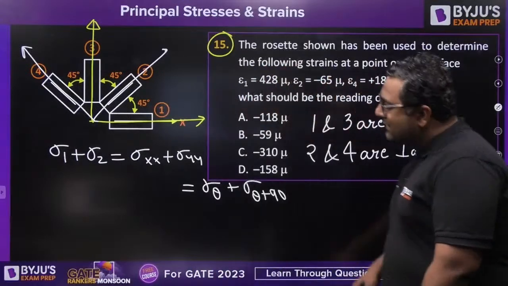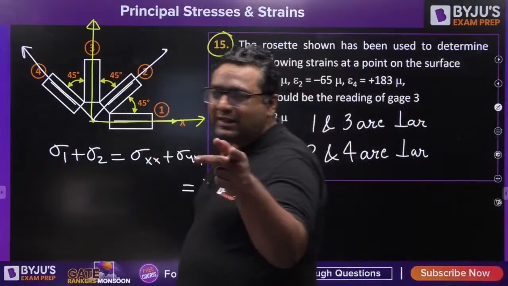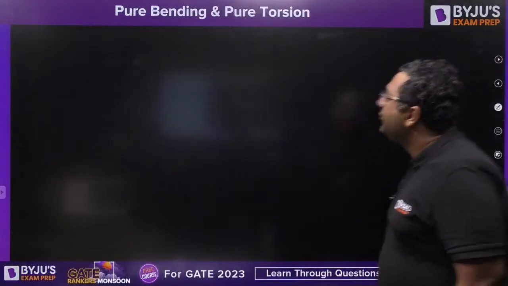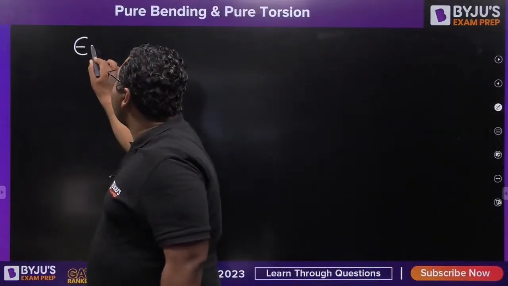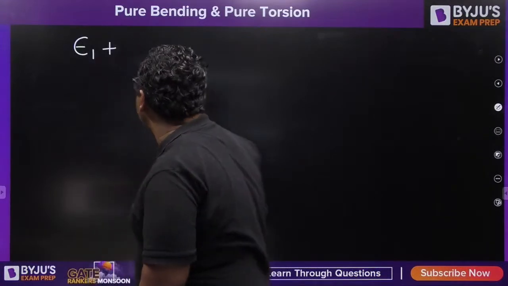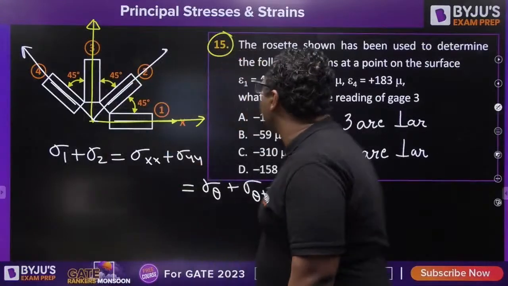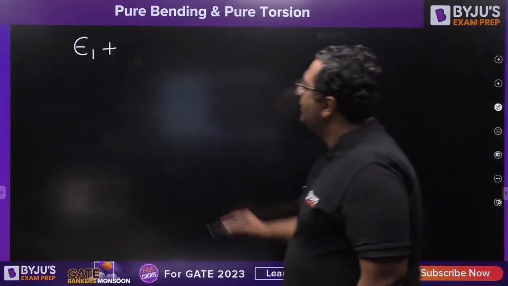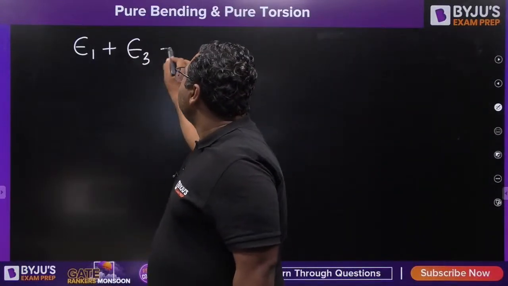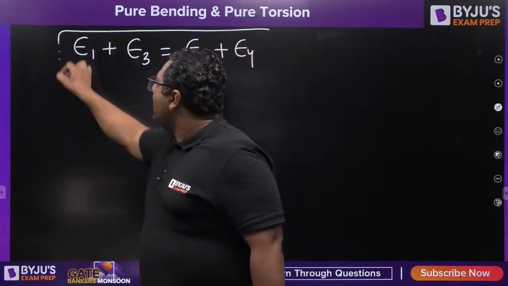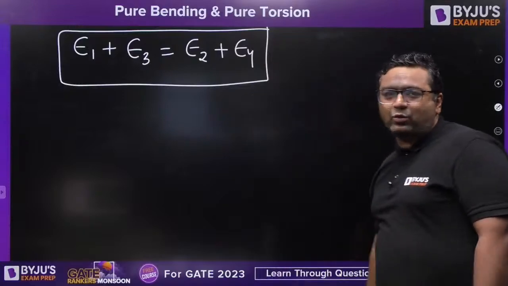So the same principle we can apply on the strains. You can write in the same way epsilon 1 plus epsilon 3 equals epsilon 2 plus epsilon 4. Epsilon 1 and 3 are perpendicular, 2 and 4 are perpendicular. 3 are given, 1 you need to find out.